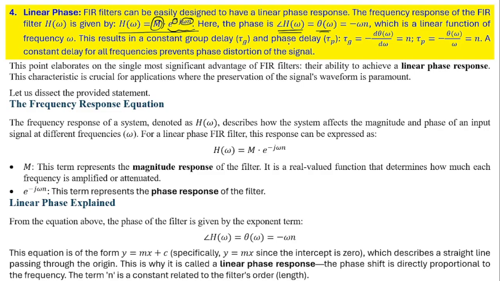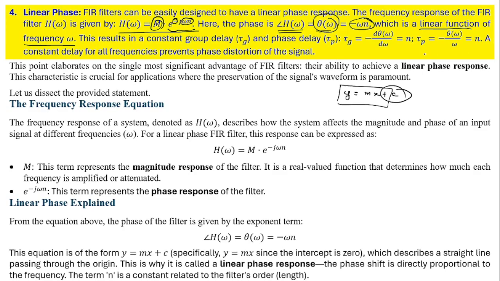Then if you look into the phase, we get the phase of H(ω) equal to θ(ω), which equals minus ωn, which is a linear function of frequency ω. So you can think of it as y = mx + c. The c component is 0, and we have this mx, and θ(ω) is your y. θ(ω) is the phase response, the phase with respect to frequency. So it is forming a linear equation, and hence it is called the linear phase response.